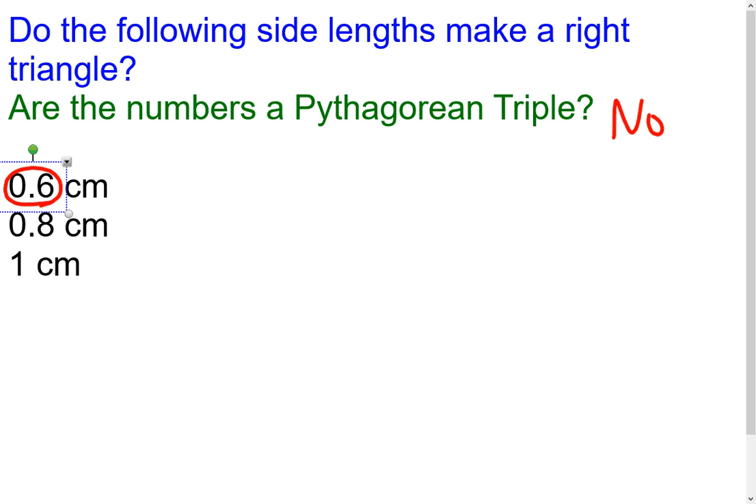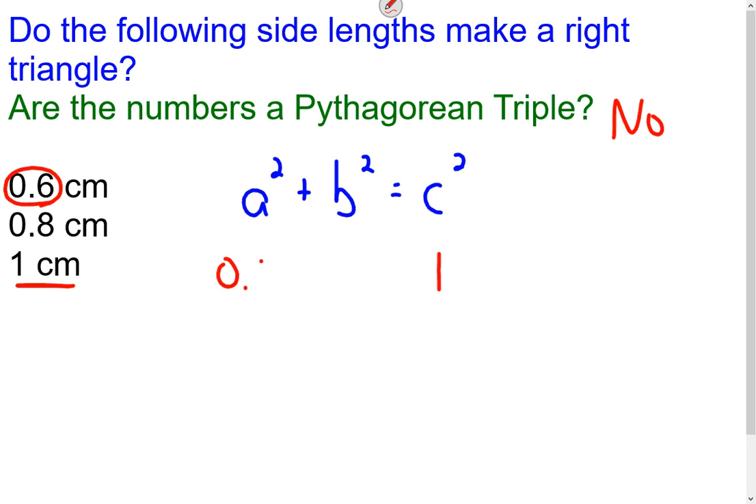But I still want to check to see, is this a right triangle? So again, I go back to the little equation, a squared plus b squared equal to c squared. If this works, or it's true, then we have a right triangle. So now I just plug my numbers in. Again, I'm going to start with my hypotenuse, which has to be the biggest, right here. And then the other two, it doesn't matter which order I put them in. So I'm going to go 0.6 squared plus 0.8 squared.